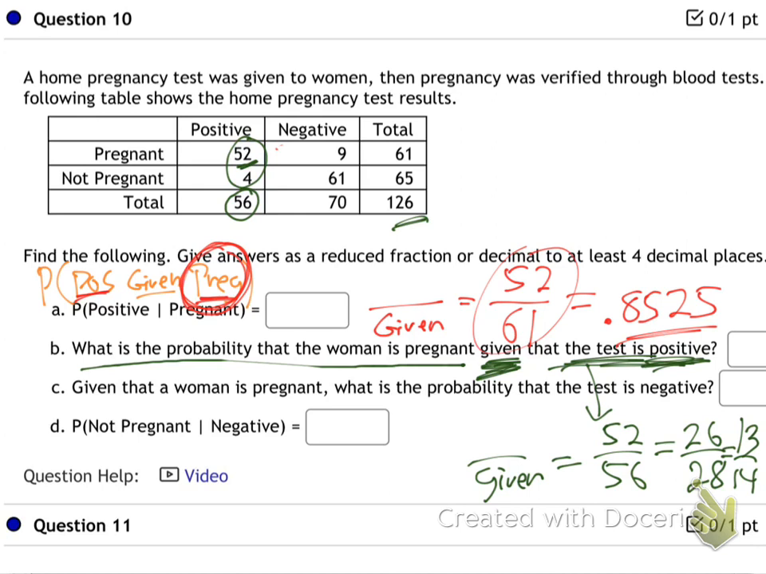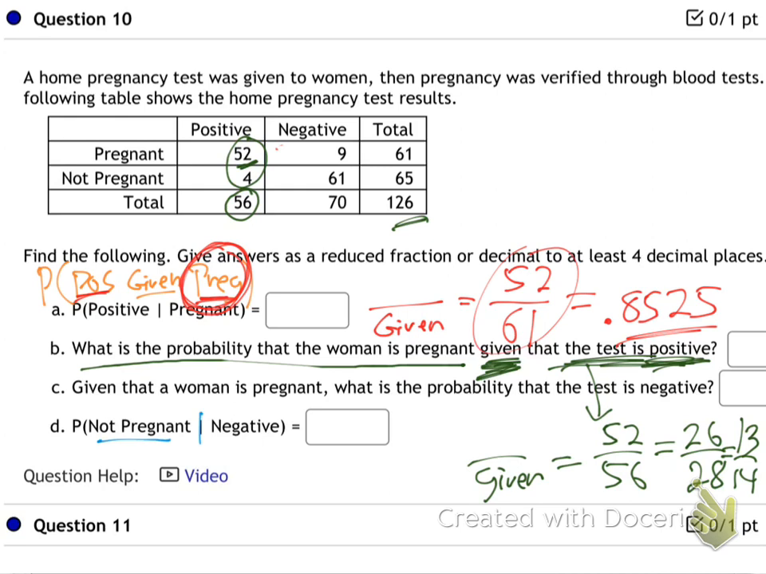That make sense on that? Getting the hang of this? And then C would be easy. Let's jump down to D. How about we do D? Probability not pregnant given negative. There, so you good?